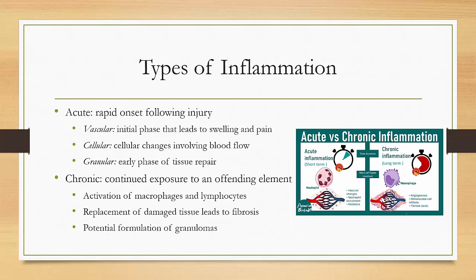When tissue damage occurs, regardless of the mechanism, transient local vasodilation and increased capillary permeability occur. The three major phases of acute inflammation are as follows: a vascular phase, a cellular phase, and a tissue healing or granular phase.